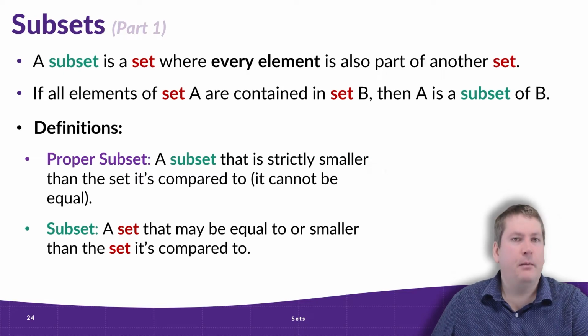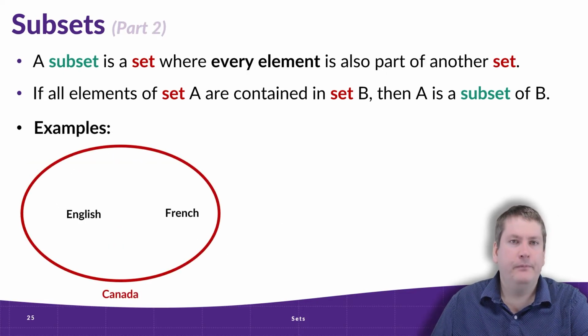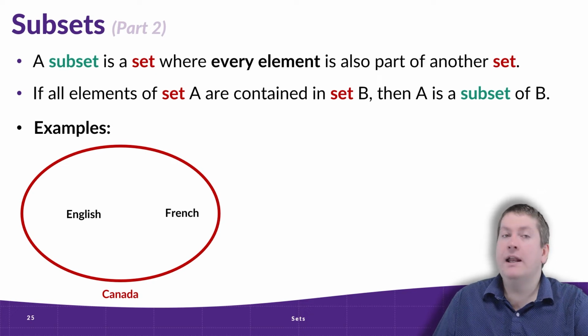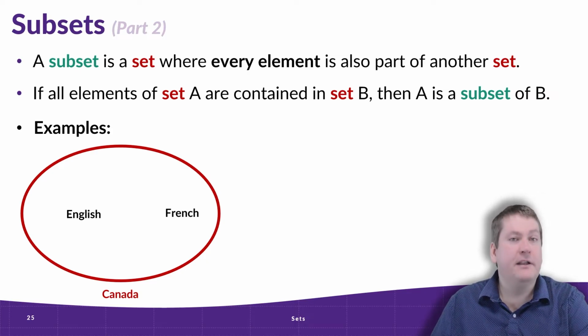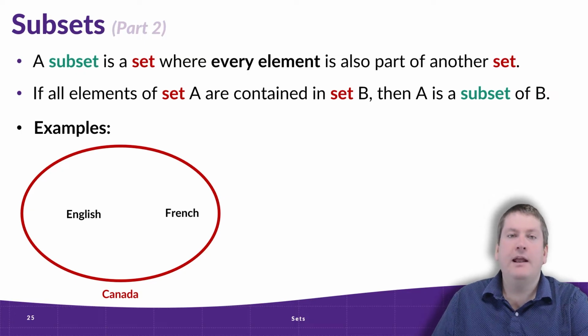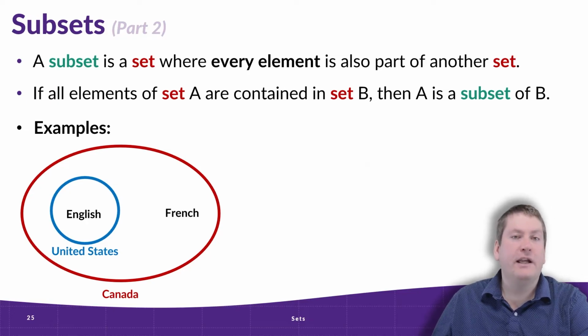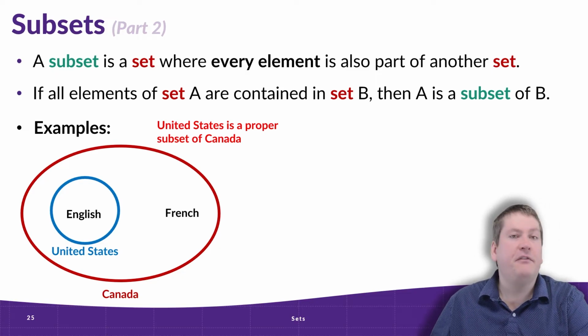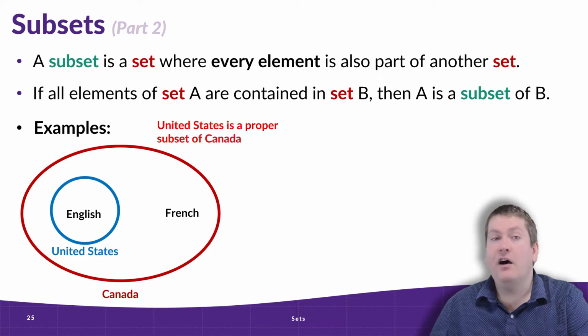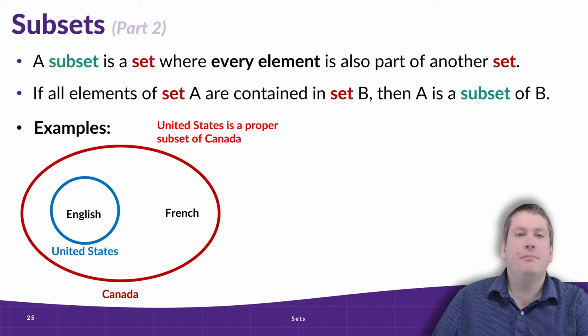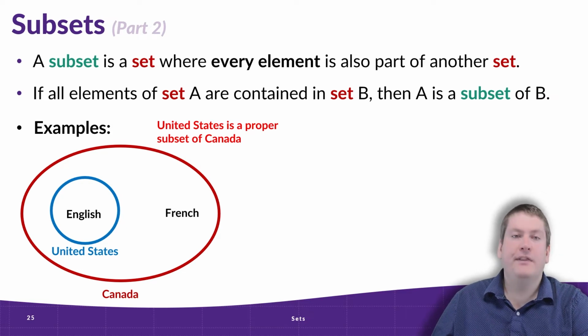These definitions can be a little bit complex, so let's look at a visual example. This is the set for Canada, and it contains two elements, English and French. This is continuing on with that example that we saw at the beginning of the lecture, where each set defines the official languages for a country. Now, if we took a look at the United States, we know that the United States only contains the official language English. Because of this, we could say that the United States is a proper subset of Canada. It's a proper subset because all of the elements in the United States are also in Canada. And it's proper because the United States set is smaller than Canada.